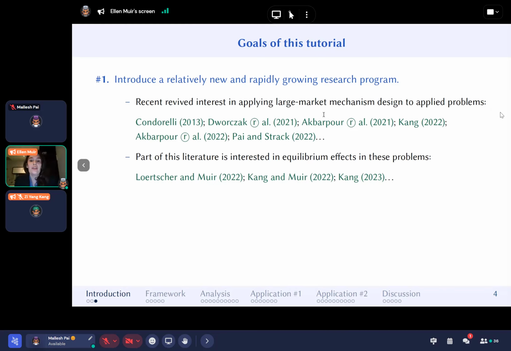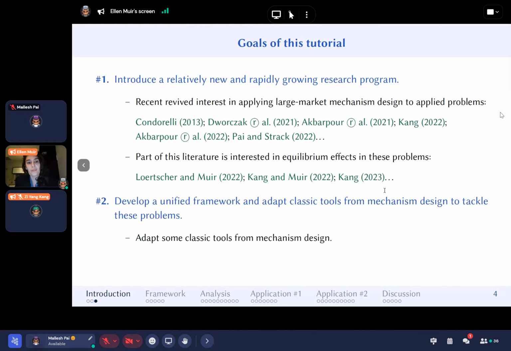So there's a small subset of this larger literature which is looking at large market mechanism design in applied contexts that is specifically studying the equilibrium effects in these problems. And I also have a paper with Simon Locher where we're looking at what the optimal design for a primary market is when there is a resale market that operates following the primary market. Each of these 3 papers follows this general framework that I'm going to present shortly in the second part of my section. What we're going to focus on is developing this unified framework and showing how we can adapt classic tools for mechanism design in order to study these problems. And then Ziyang's going to conclude with some open questions.